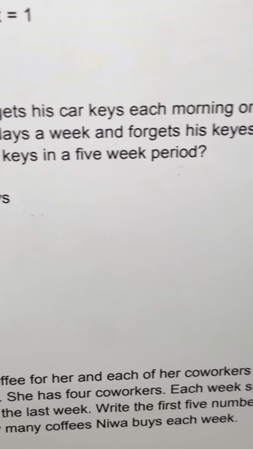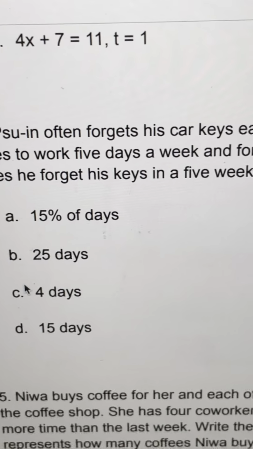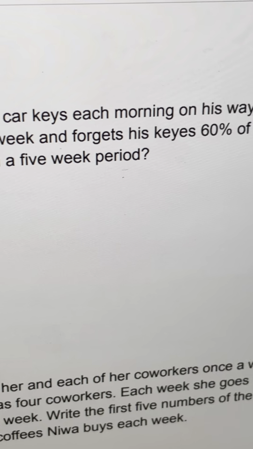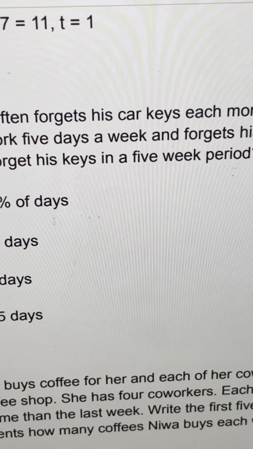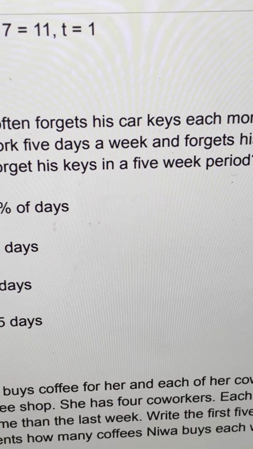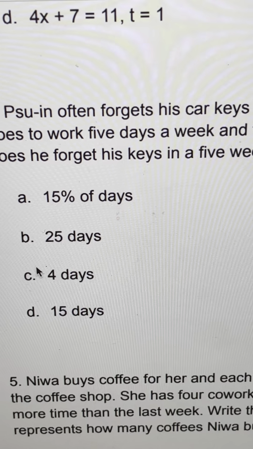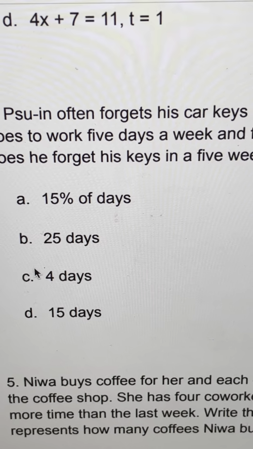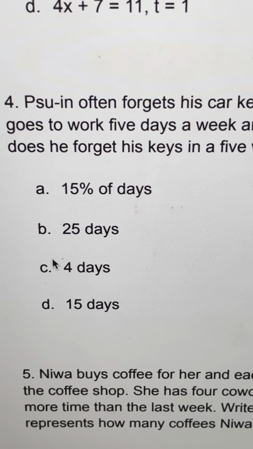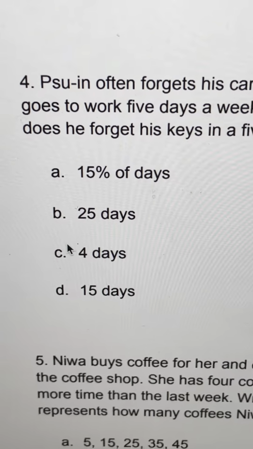Sue-in often forgets his car keys each morning on his way out the door to work. If he goes to work 5 days a week and forgets his keys 60% of the time, how many days does he forget his keys in a 5-week period? So 5 weeks, and he goes to work 5 times. So 5 times 5 would be 25. And if you do 25 times 60 over 100, because it's 60%, you would get 15 days, and that would be our answer, D.